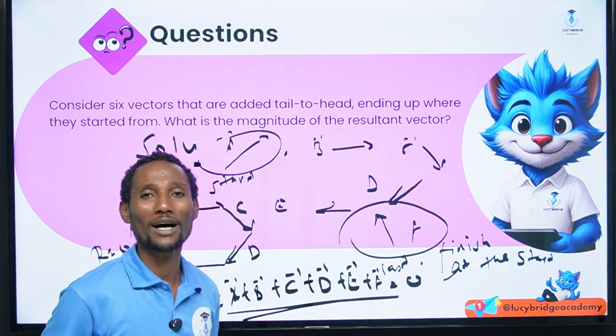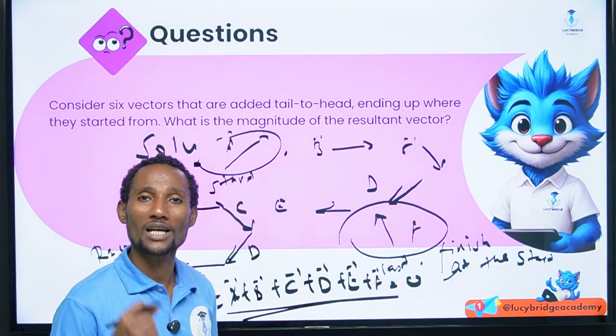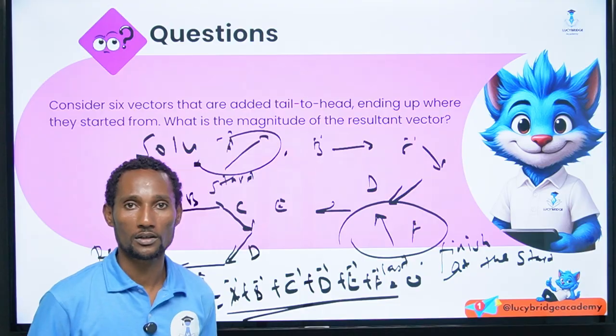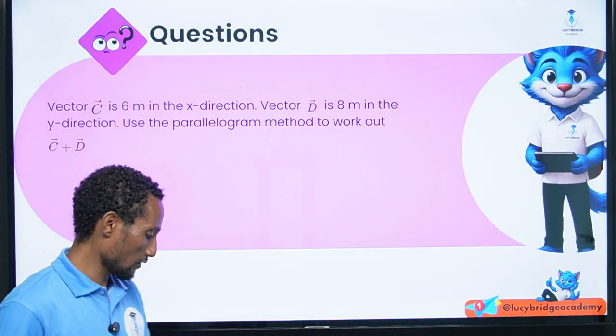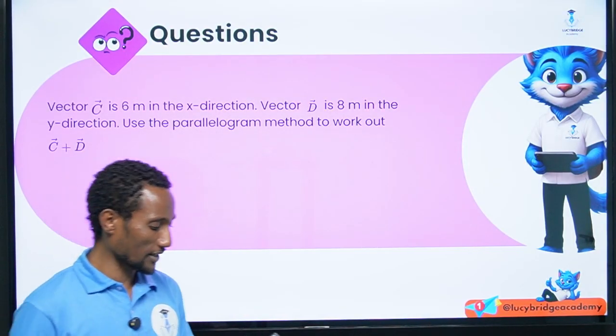This is what we call the polygon method of vector addition, where the vectors start and end at the same point. And the other question is about vector C, which is 6 meters in the x direction.